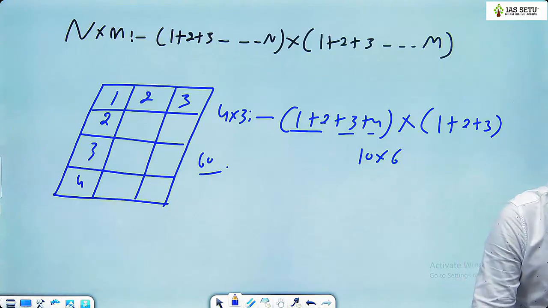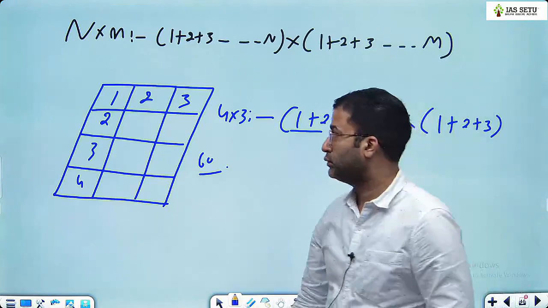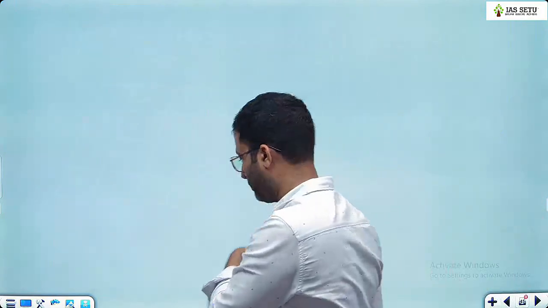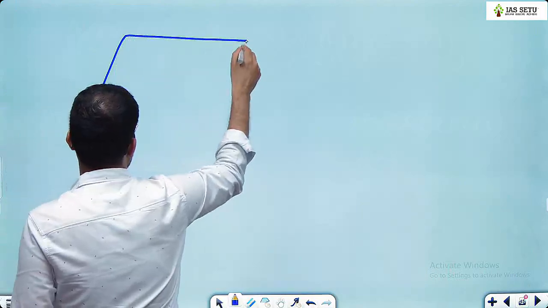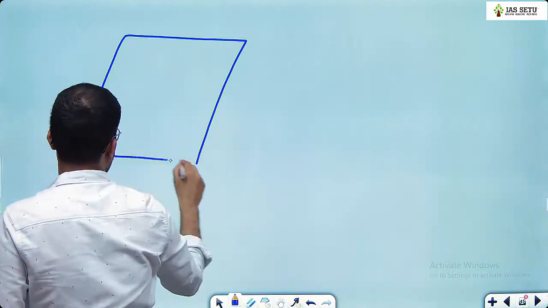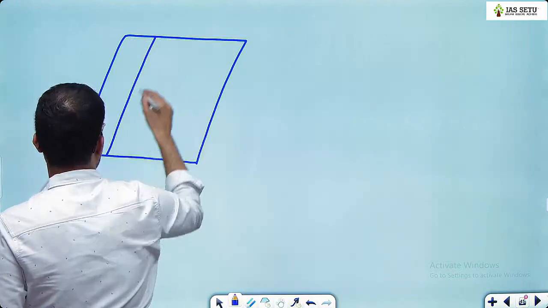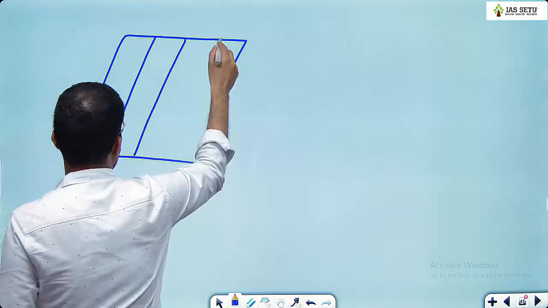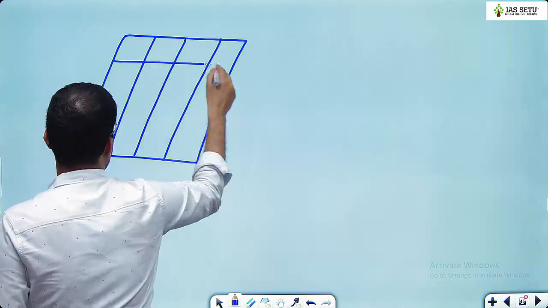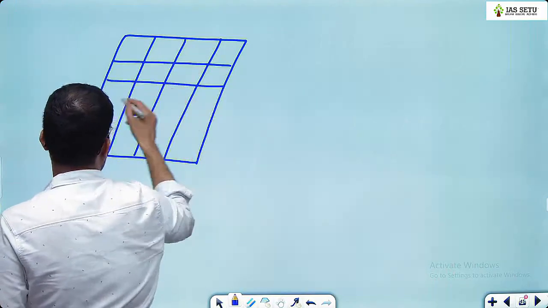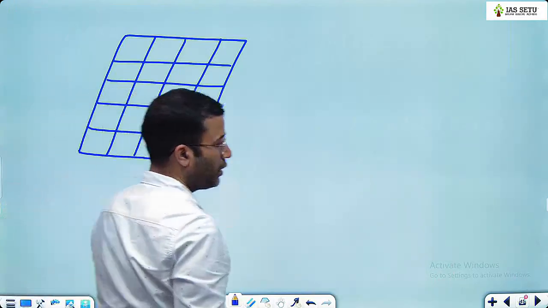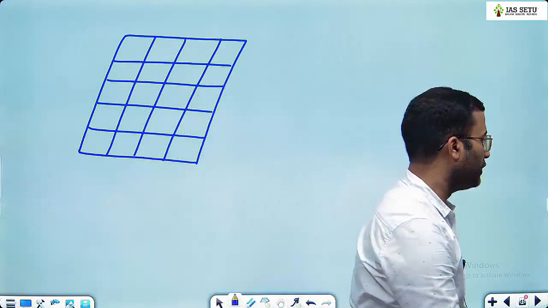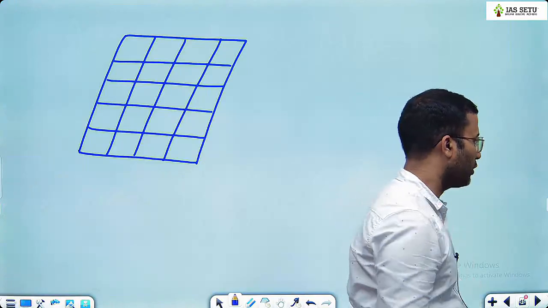I ask you a question. In the given figure, see how many parallelograms are there.